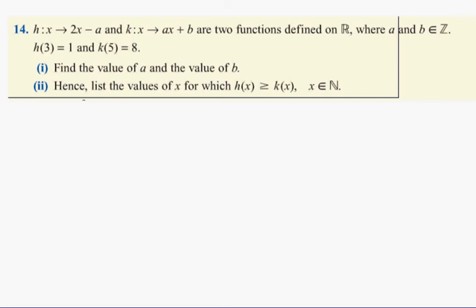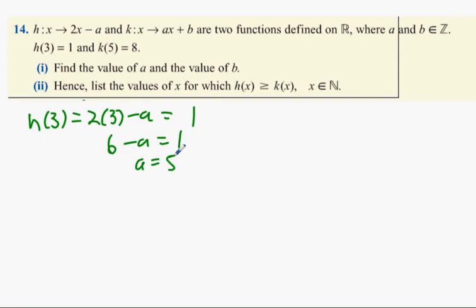Okay. It's just part 2. I might as well do part 1 while I'm here though. h(3) is 2 times 3 minus a. h(3) is equal to 1. 6 minus a equals 1. a equals 5. 6 minus 5 is 1.